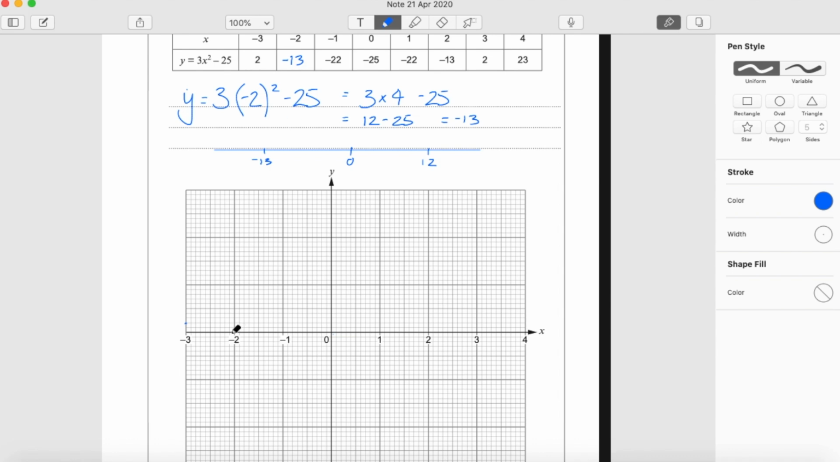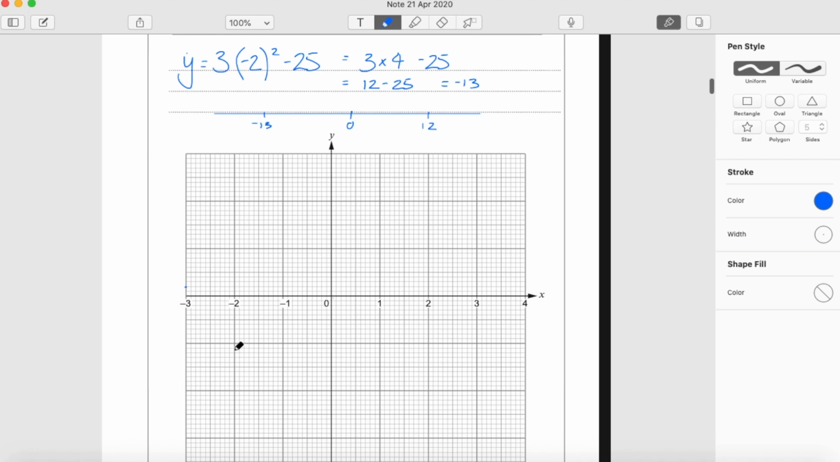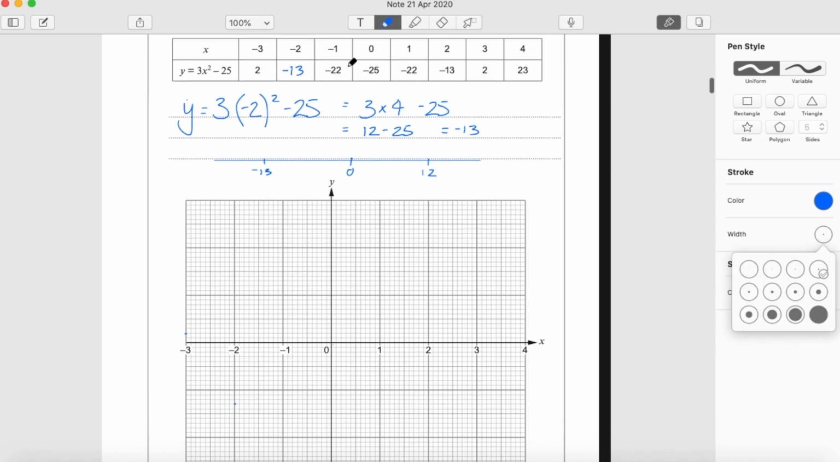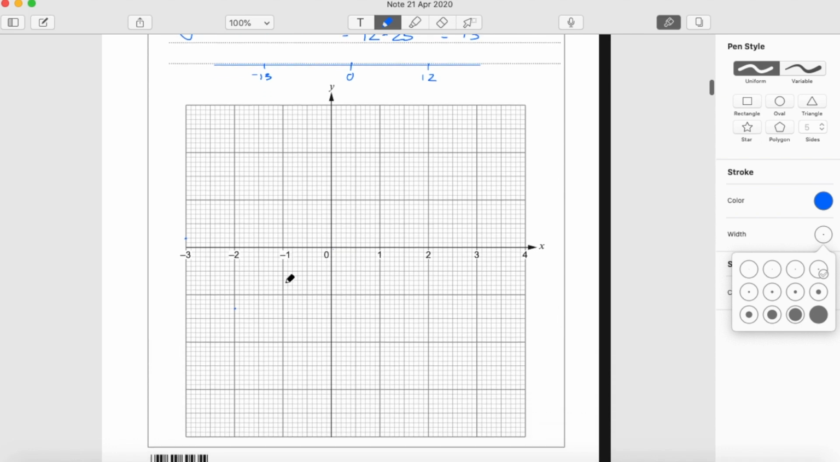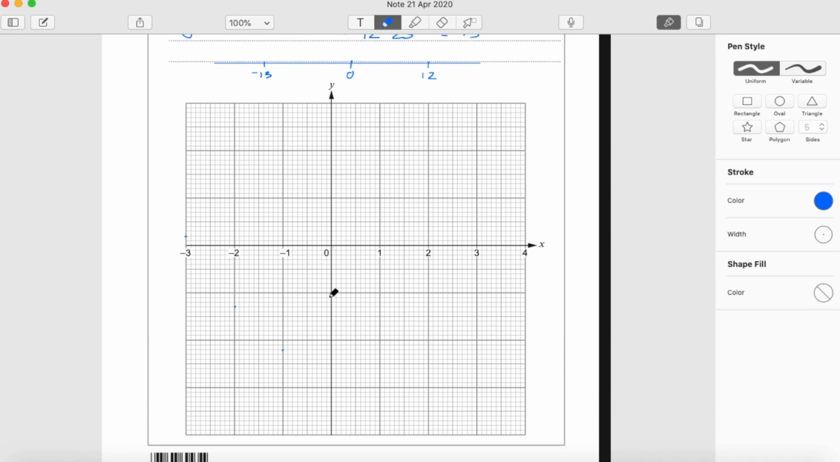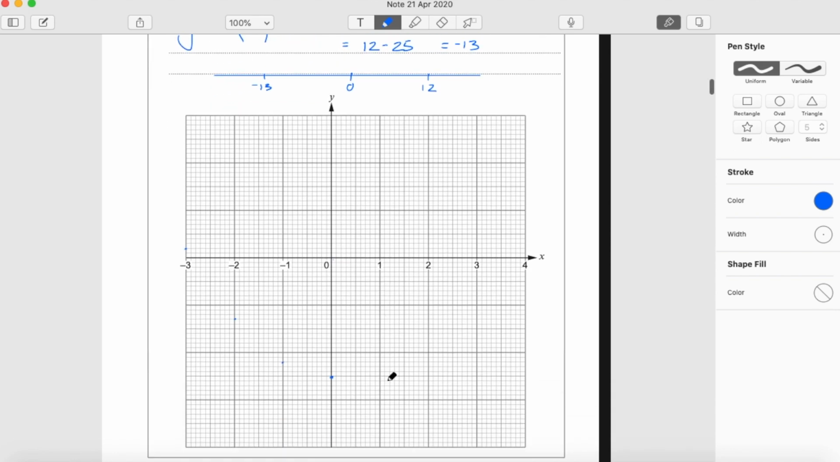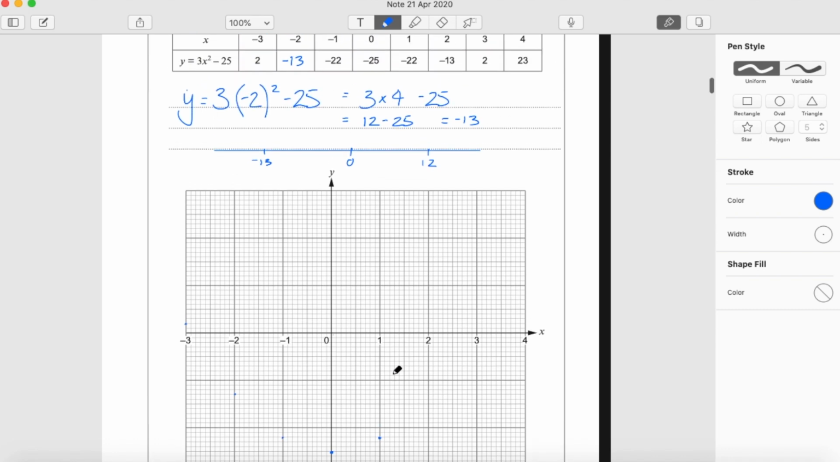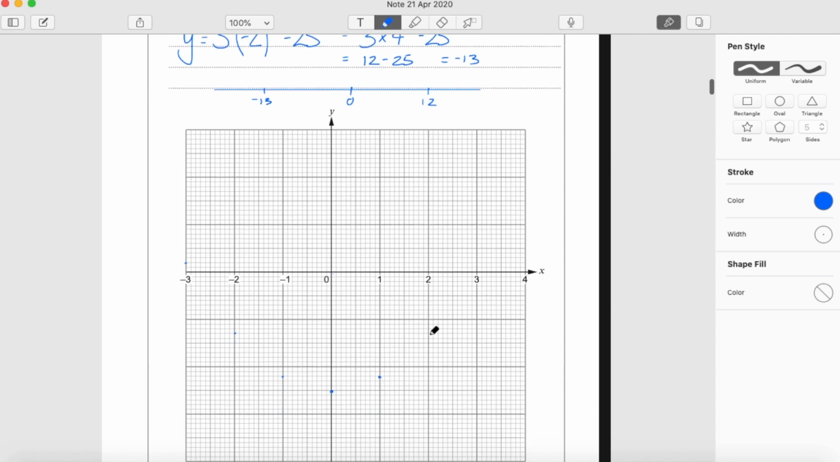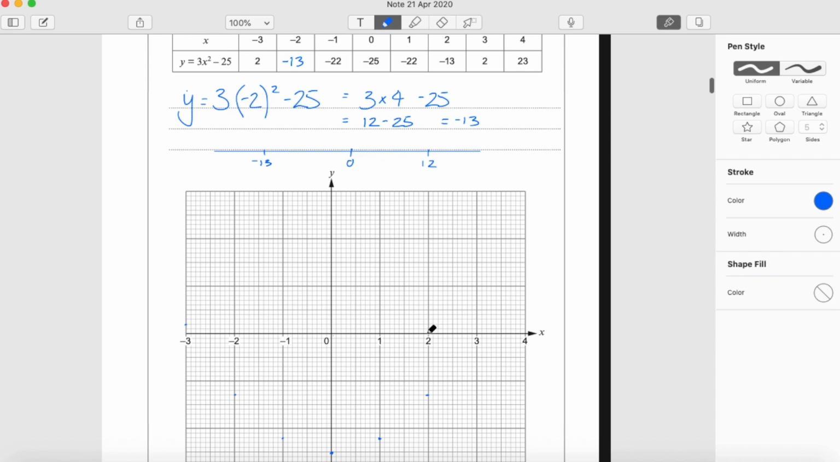Minus 2, minus 13, is just there. Minus 1, minus 22, is there. 0, minus 25, is midway along. 1, minus 22, so it's just the mirror image. 2, minus 13. 3 and 2 is there, and 4 and 23 is there.